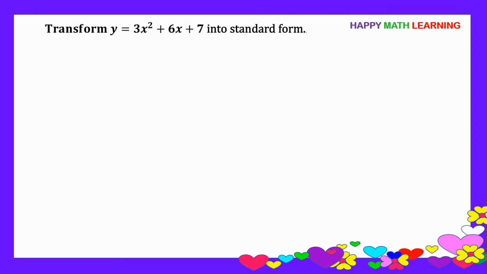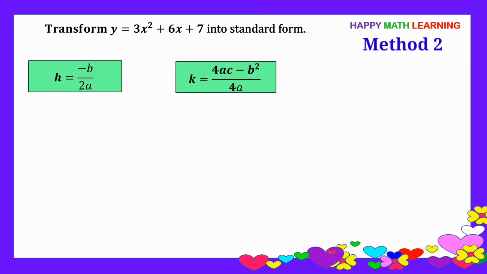For the second method, gagamit tayo ng vertex form and the formula of h and k. Example number 1, transform y equals 3x squared plus 6x plus 7 into standard form. The formula for h equals negative b over 2a and k equals 4ac minus b squared over 4a. First, identify the value of a, b, and c. a equals 3, b equals 6, c equals 7.